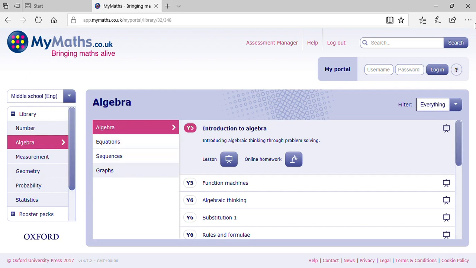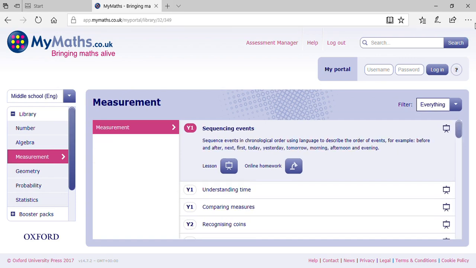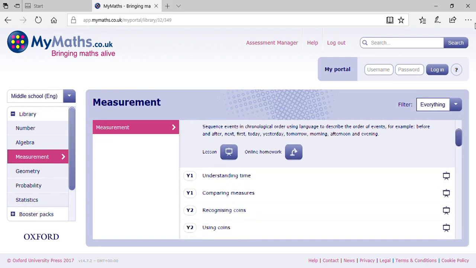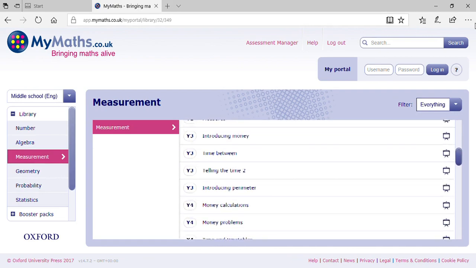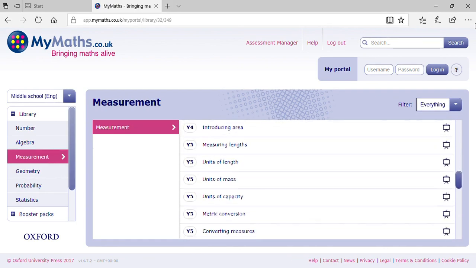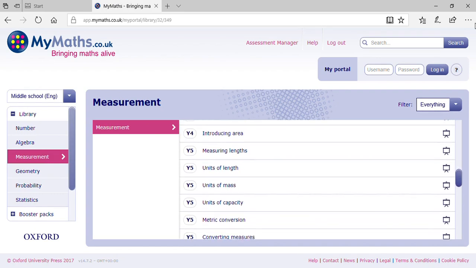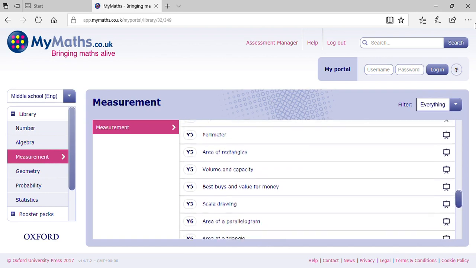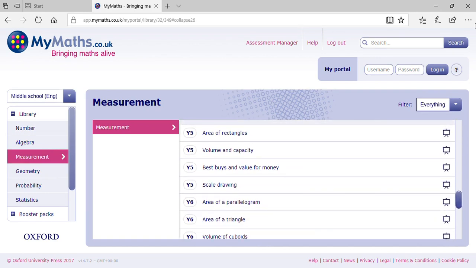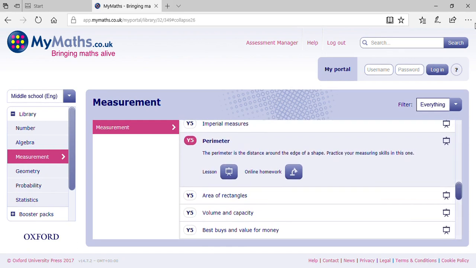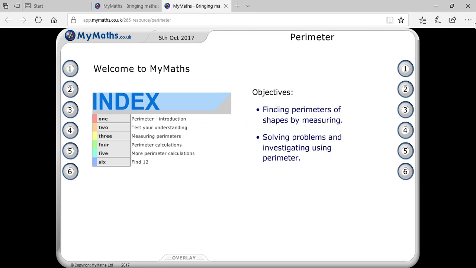Equation, sequence, graph, measurement. Let me check that. Unit of capacity, measurement, perimeter. Great. So now, regarding your grade, that was the basic knowledge. Now let's see what is given over here. Perimeter. So here will be the question regarding your grade. It is coming on your screen. Are you able to see on your screen? Yes. Great.